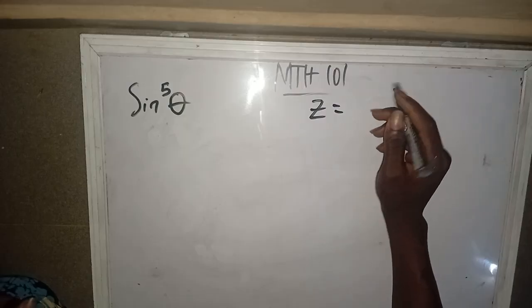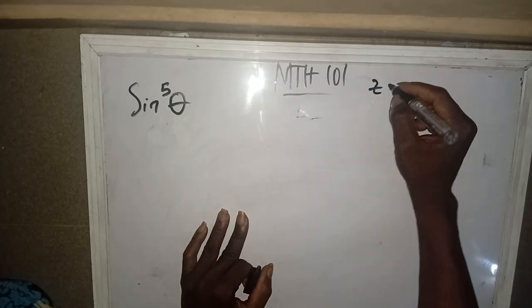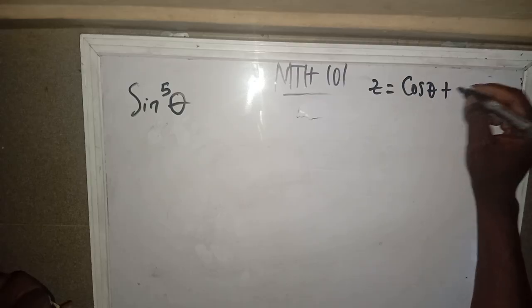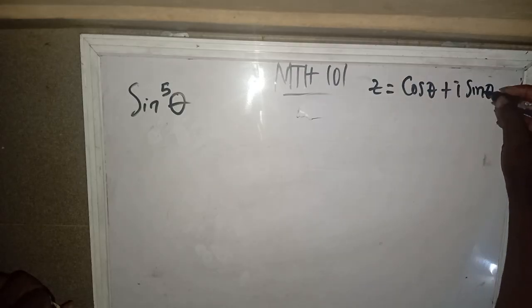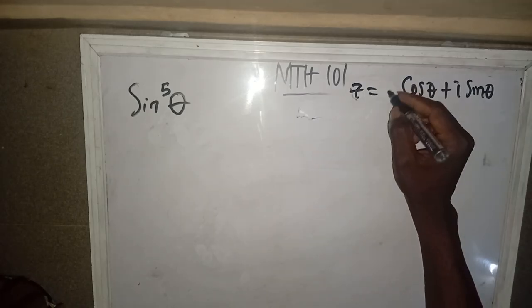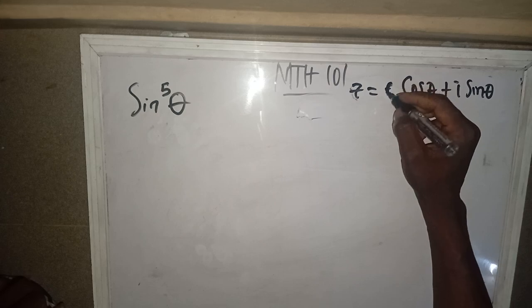What's our z? It says z equals what? Don't forget, cos theta plus what? i sin theta. Some of you forget the r. This is the formula, with r.